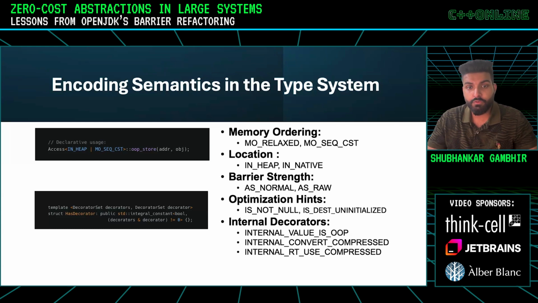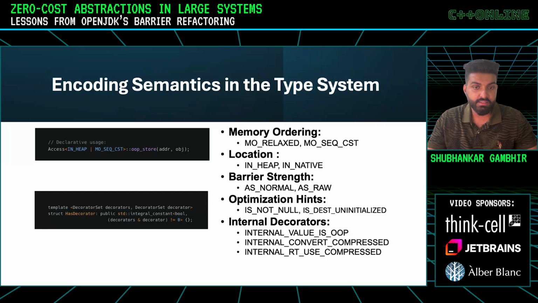Normally, in C++, you would pass these as Boolean arguments to a function. Store address value with true or false as far as options. But evaluating those ifs at runtime inside a hot loop is too slow. Instead, HotSpot passes configuration metadata as a non-type template parameter called decorators. Under the hood, a decorator set is just a 64-bit integer mask.